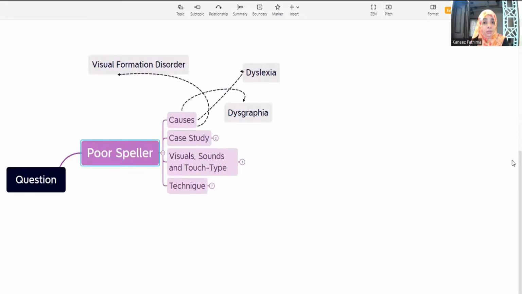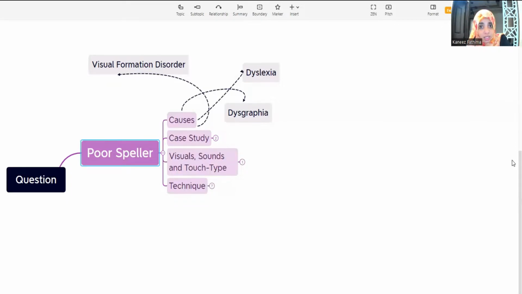So let me tell you, visual formation disorder means that whenever we are trying to read something aloud or write something, a kind of visual is formed in the mind. Some kind of picture is formed inside the mind. But some of them are not able to get that picture in the mind. That's the only reason they are not able to spell properly.